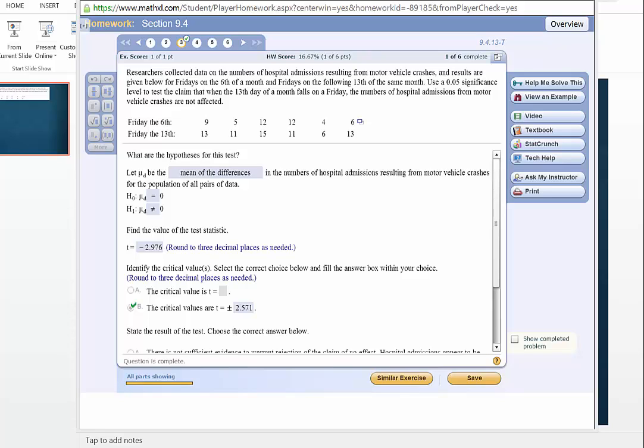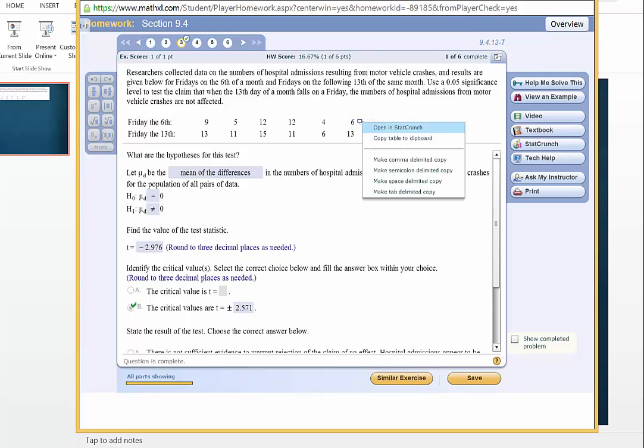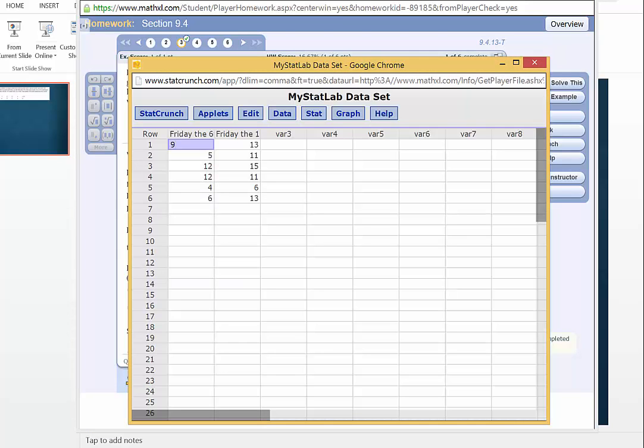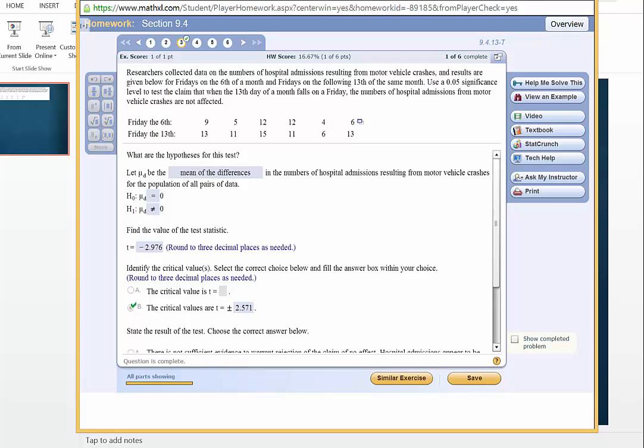So we have this data set here, and we can open this up in StatCrunch. And we'll use this here in a minute. What we have to do is decide what kind of a test we have here and what our hypotheses should look like.